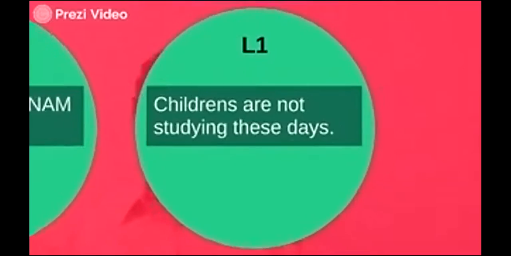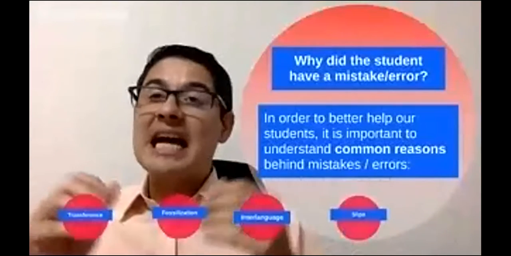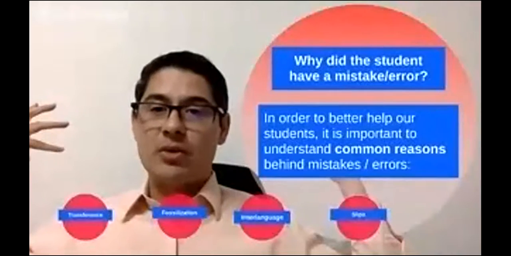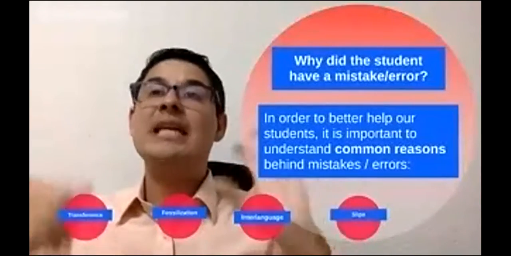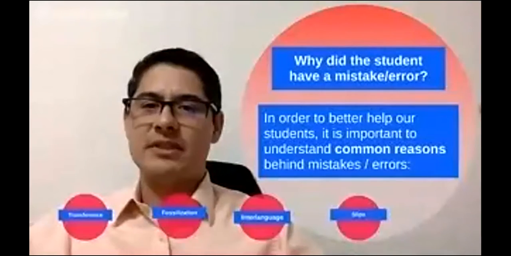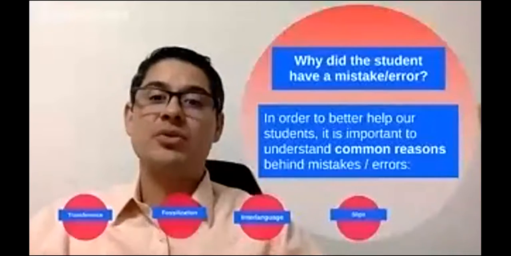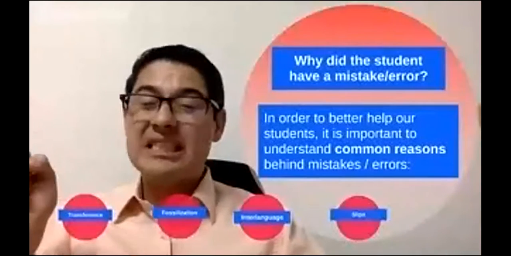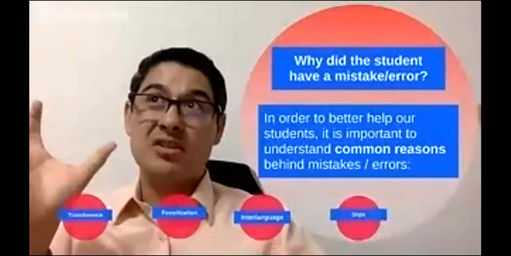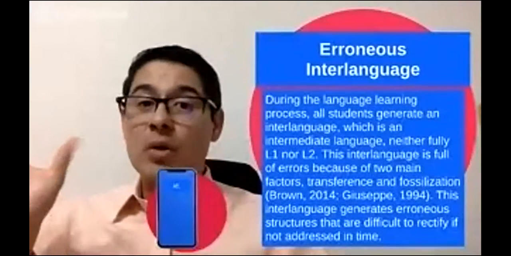So fossilization is when the student does not remember how to use the information correctly. They are not aware, they don't know that they are not using it correctly. They replace it with something different. And this has a negative effect because they're using something incorrectly. Now, the most difficult errors or mistakes to correct have to do with interlanguage, or erroneous interlanguage.